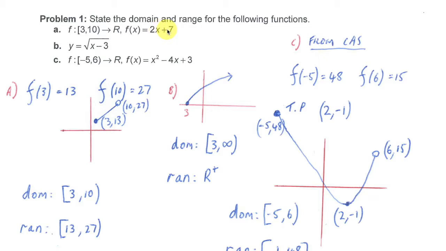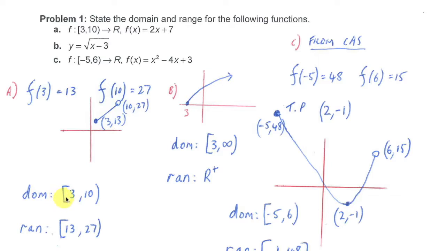What I'm interested in doing is evaluating the endpoints. So I'm going to sub 3 into f of x and work out what y is, and also sub 10 into f of x to work out what y is. And that's what I've done here. So f of 3 is 13, f of 10 is 27. So if I were to draw that, I've got that endpoint on the left, this one on the right, this one is excluded.